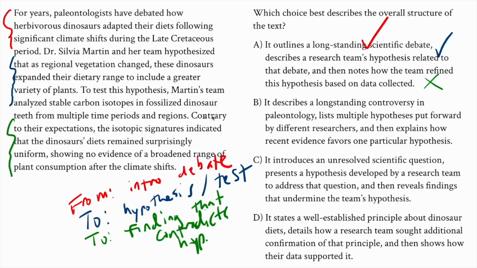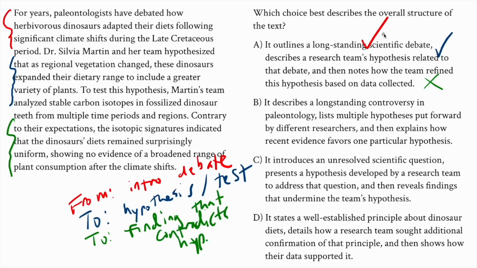So let's read that last part again. Contrary to their expectations, the isotopic signatures indicated that their diets remained surprisingly uniform, showing no evidence. So if we're really reading closely here, we might notice that it's not actually saying anything about the team refining their hypothesis. It says something about the data collected, and we might perhaps correctly assume that they would eventually or subsequently refine that hypothesis, but that's not mentioned here.